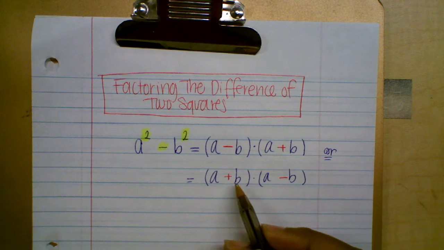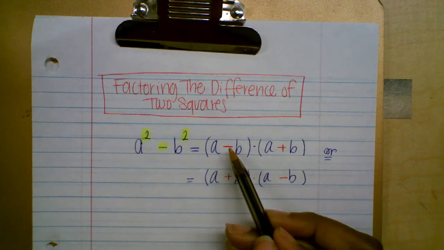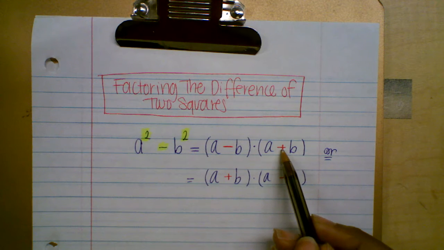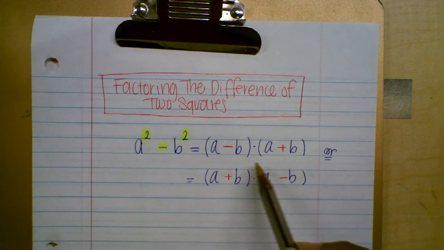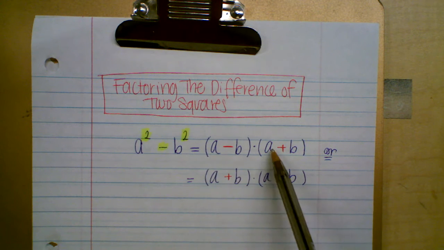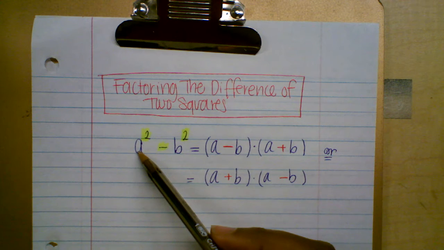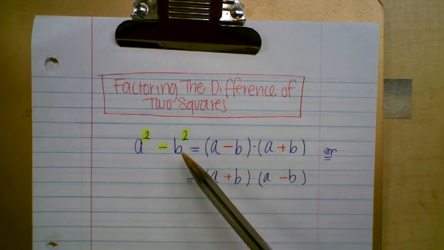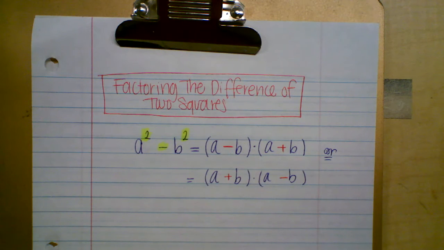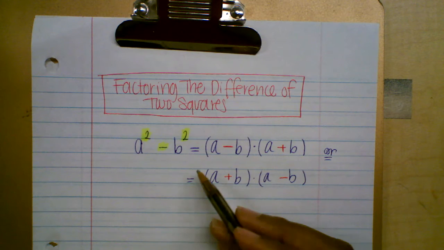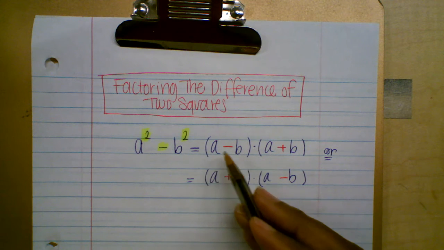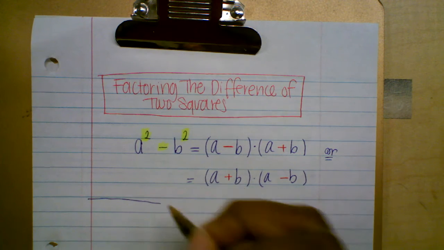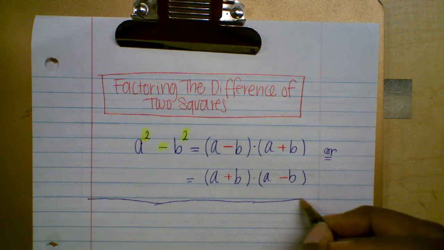If you want, you could have put the factor of the plus first. I like to put the factor of the minus first and then switch it to plus. So why? Remember, a times a is a squared, and then negative b times positive b is going to be negative b squared. So that's why you don't need to write the exponent of 2 again within each factor. This is a formula I would like you to remember for life, if you can.